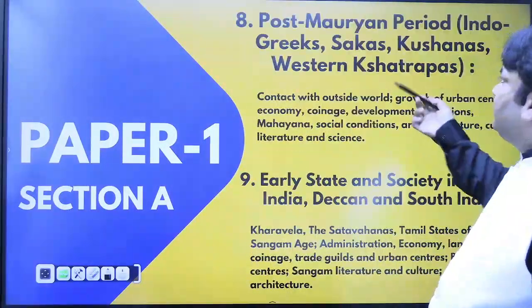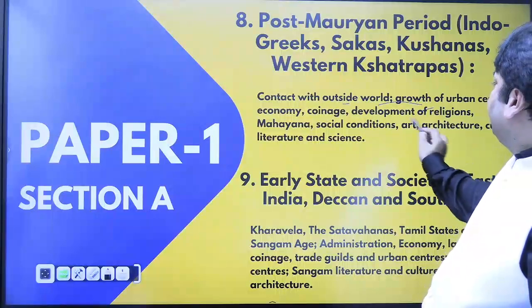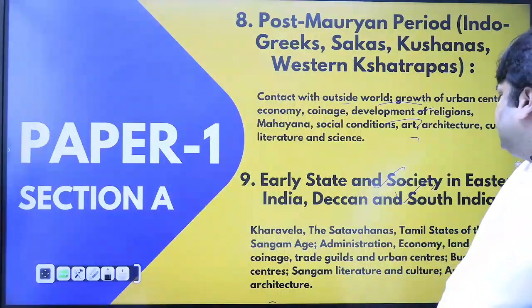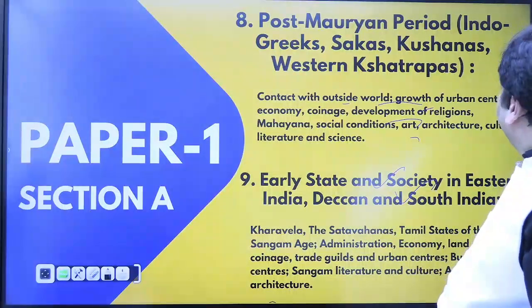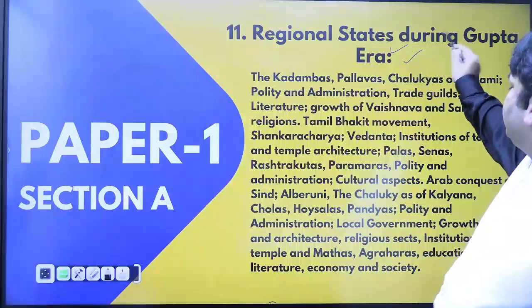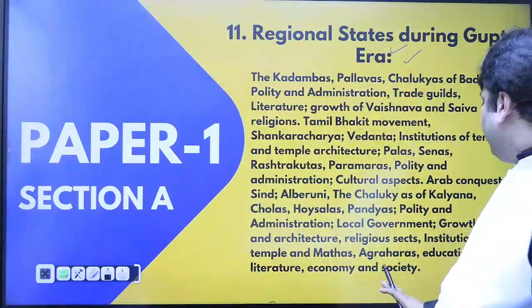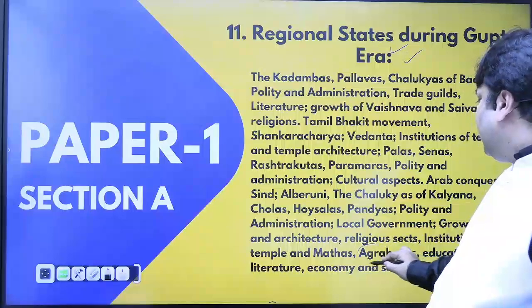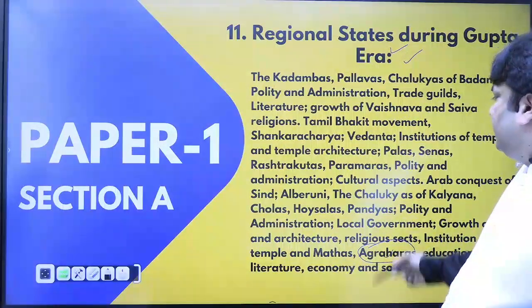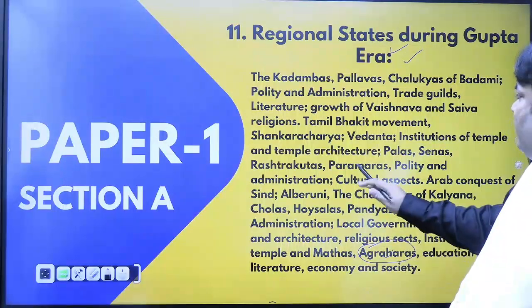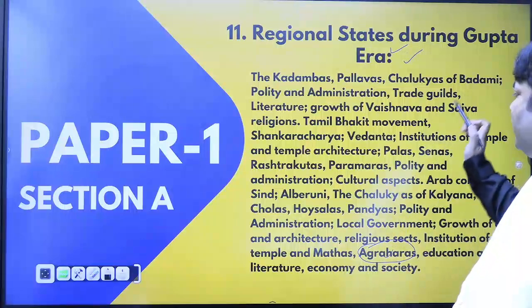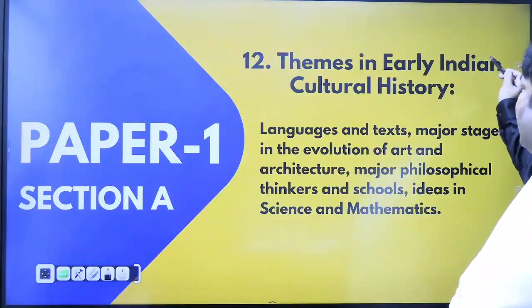Then the post-Mauryan period, and early state and society in Eastern India, we will discuss each and every aspect of the syllabus. Gupta, Vakataka, Vardhan, we will discuss everything. Regional states, we will discuss each and every topic included here. For example, this Agrahara: this question was asked in the 2024 mains. They directly asked questions from this. So we are not going to exclude anything. This is our very basic purpose: whatever is given in the syllabus, I will discuss each and everything.